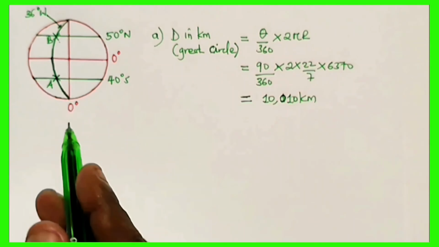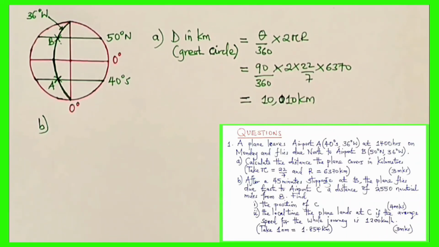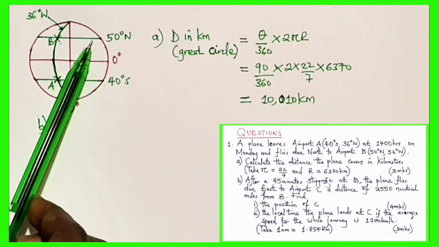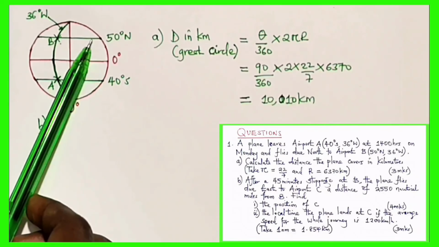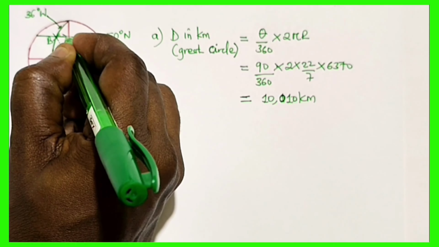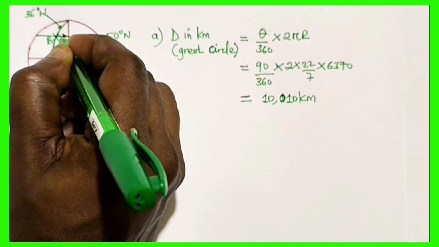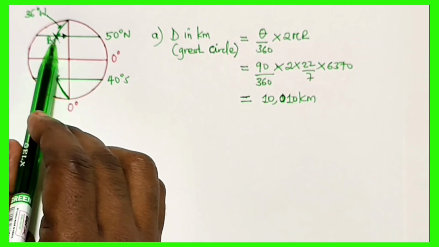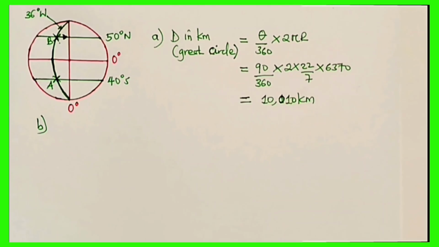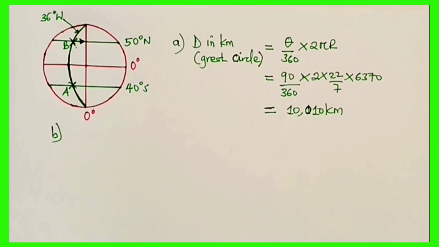And then in part B of the question, we are being told that after a 45-minute stoppage at B, the plane flies due east to airport C, a distance of 2,550 nautical miles from B. And then you're told to find the position of C. So therefore, we will know that the position of C will be right on the eastern side of airport B. So this will be movement along a small circle or a circle of latitude. So since we want to find the position of C, we need to know the value of theta.